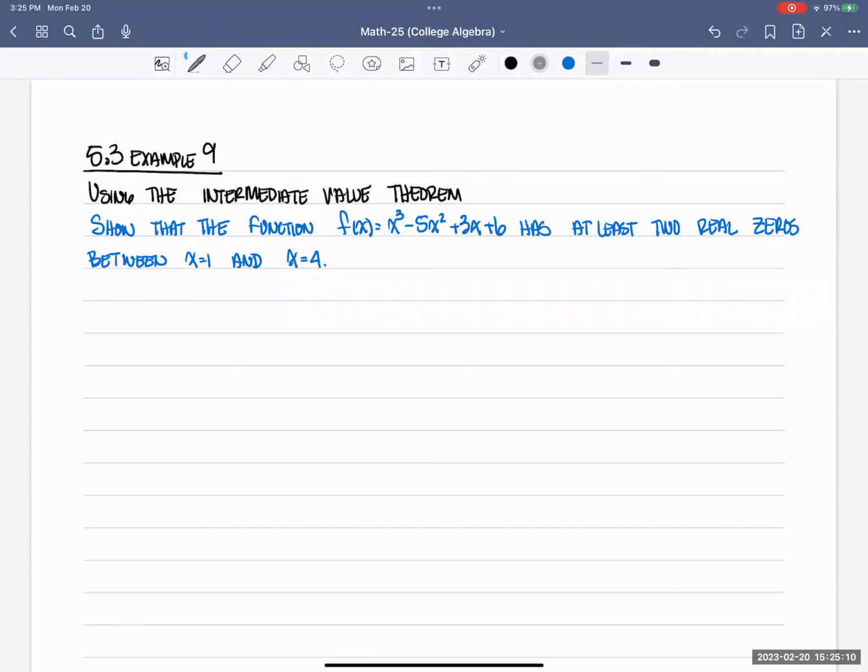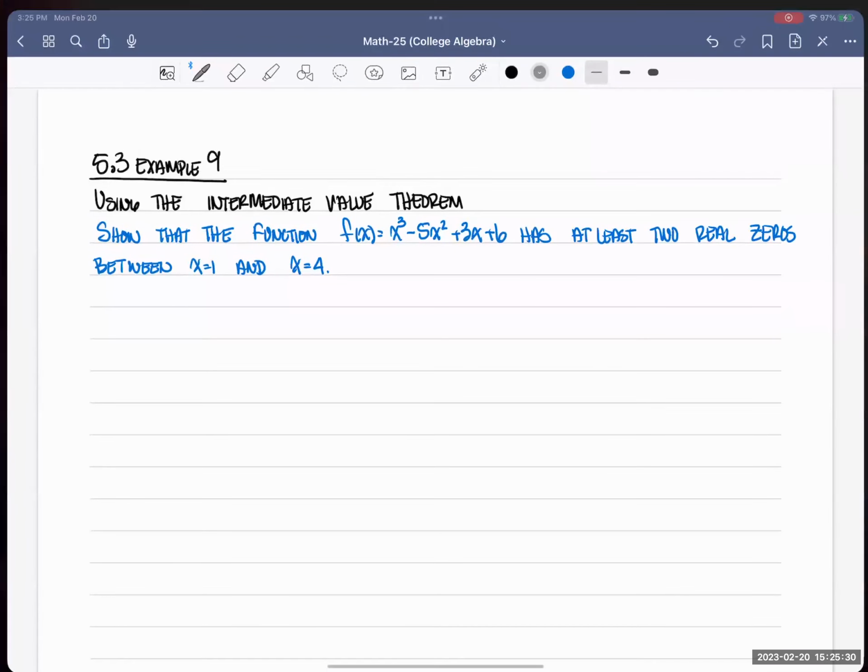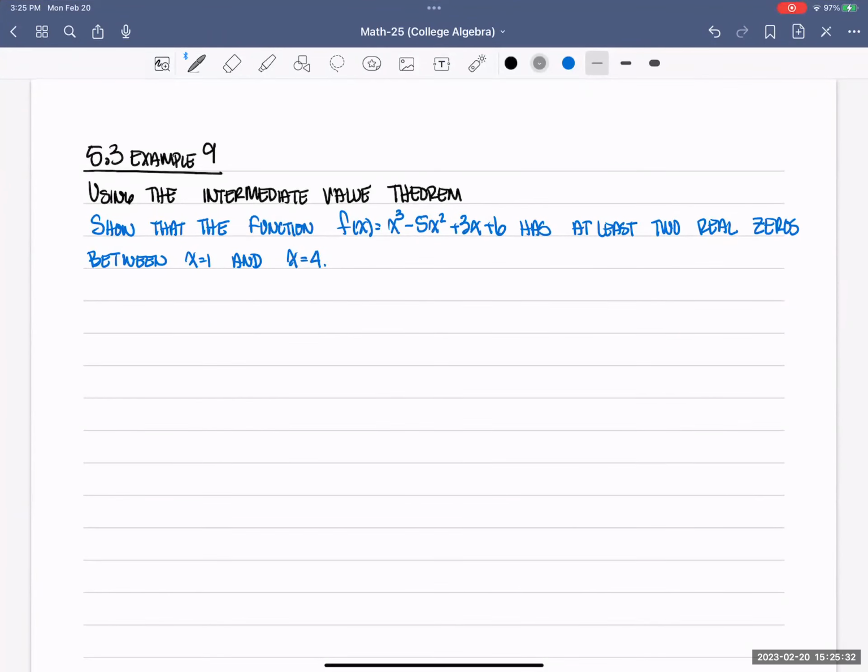Section 5.3, example 9. Using the intermediate value theorem, show that the function f of x is equal to x cubed minus 5x squared plus 3x plus 6 has at least two real zeros between x equals 1 and x equals 4. So what we'll start with are those two endpoints.